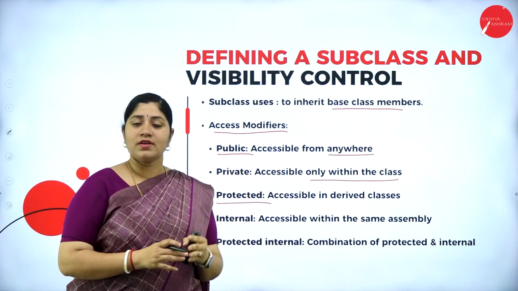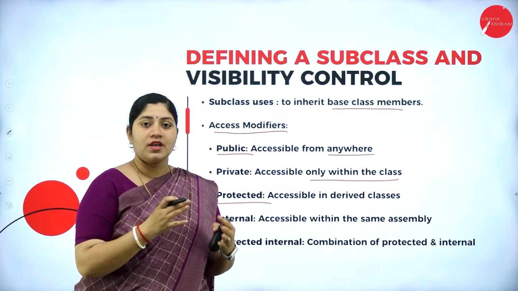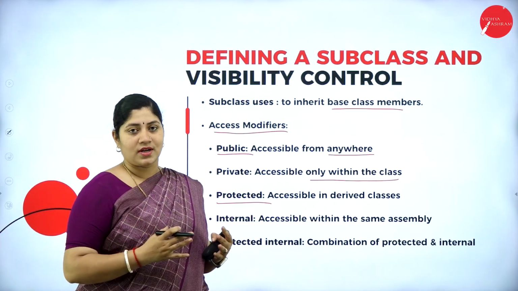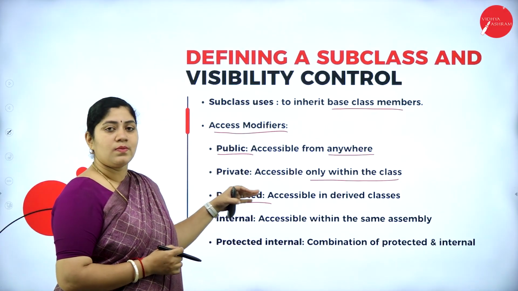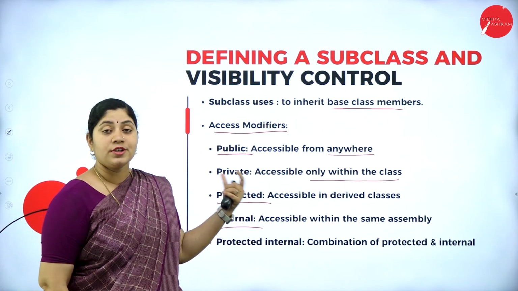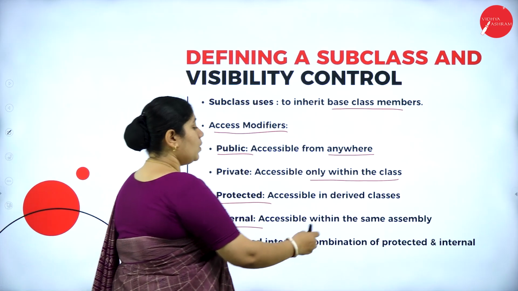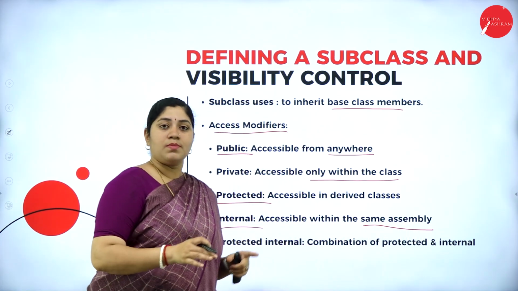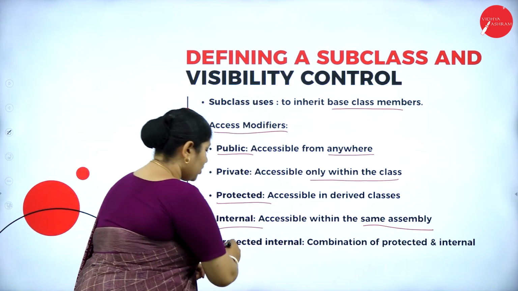A derived class is nothing but a new subclass which is formed from the base class. Correct? So that's protected. Up next is internal. Internal promotes accessibility only within the same assembly. Next one is protected internal.